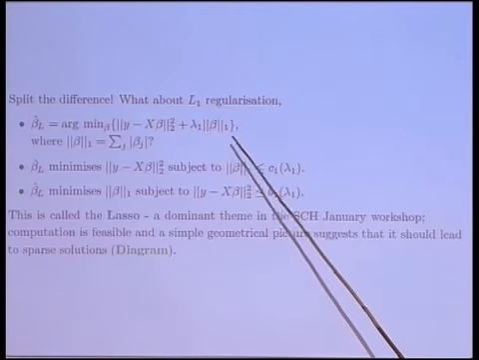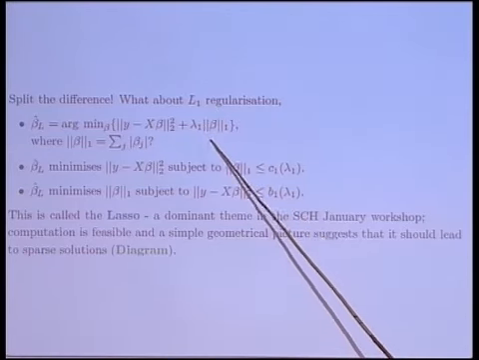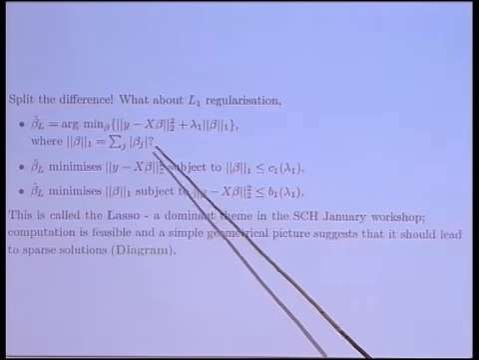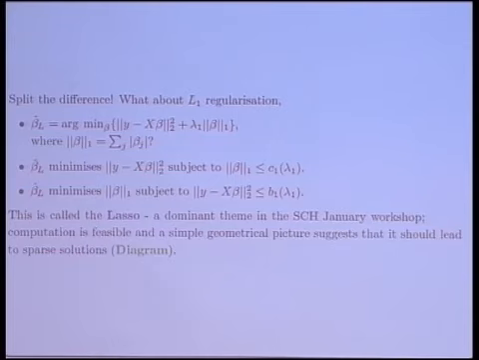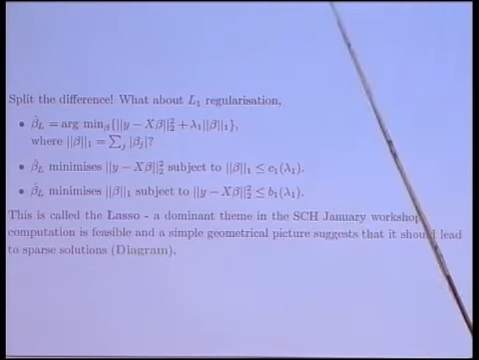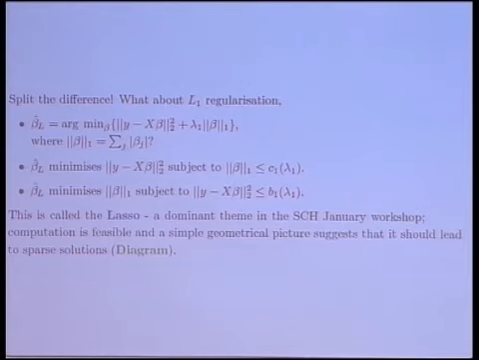Well, that would mean solving this sort of problem, where the L1 norm is the sum of the magnitudes of the elements of beta. And here are the obvious two alternative interpretations. Well, this particular problem and its solution is called the lasso, and it's rather amazing to what extent it dominated talks in the workshop we had in January. The computation is comparatively feasible. It's essentially quadratic programming. And a simple geometrical picture suggests it should lead to sparse solutions.